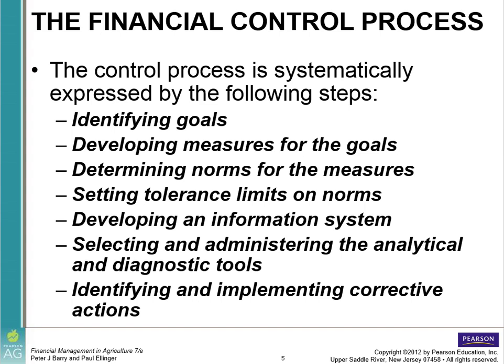So again, anything cannot be a fixed target. It has to be a bit of a movement in the sense that if you're thinking of, let's say, healthy weight, you're thinking of, okay, I need to be between X amount and Y amount, and then those will be my tolerance levels. So you develop an information system, selecting and administrating the analytical and diagnostic tools, and then of course identifying and implementing corrective actions in case you feel something is happening which is not giving you the standard performance that you want. Okay.